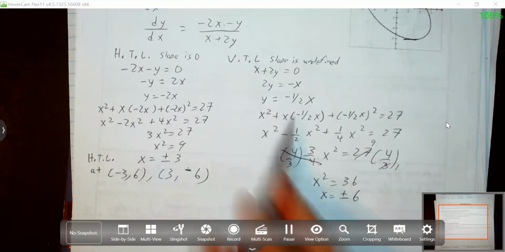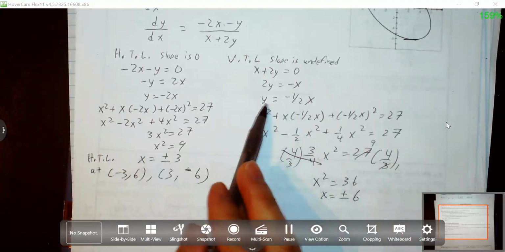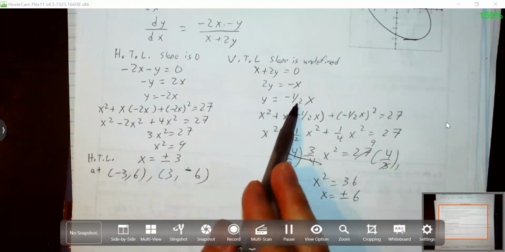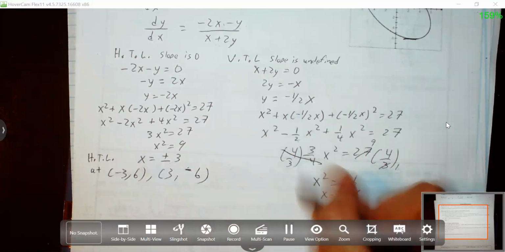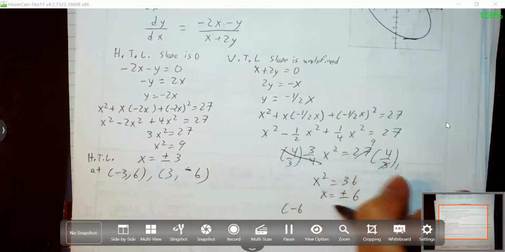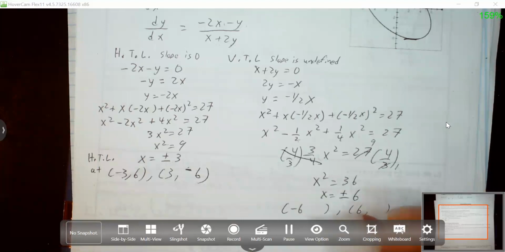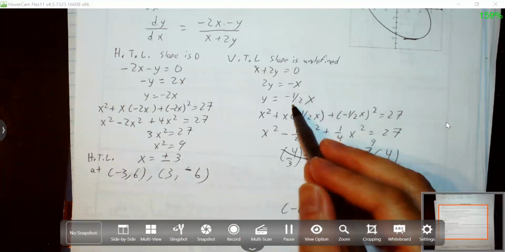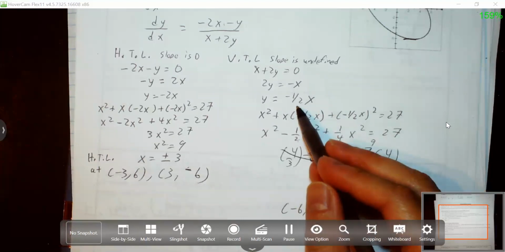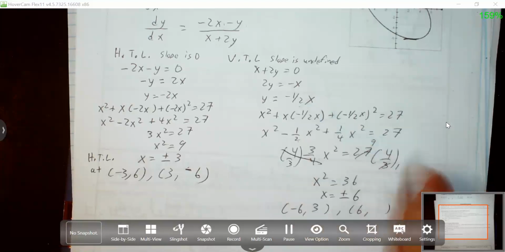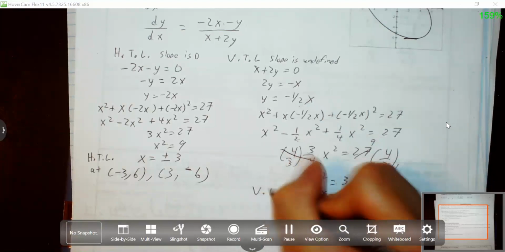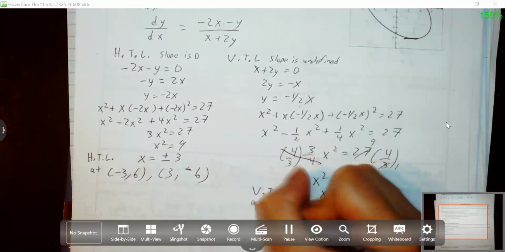And once again, we can just plug them into this relationship here that y is equal to negative 1/2 x to find my points. So one of my points has a negative 6, and one of my points has a 6. Negative 6 times negative 1/2 is positive 3. And positive 6 times negative 1/2 is negative 3. So this is my vertical tangent line.